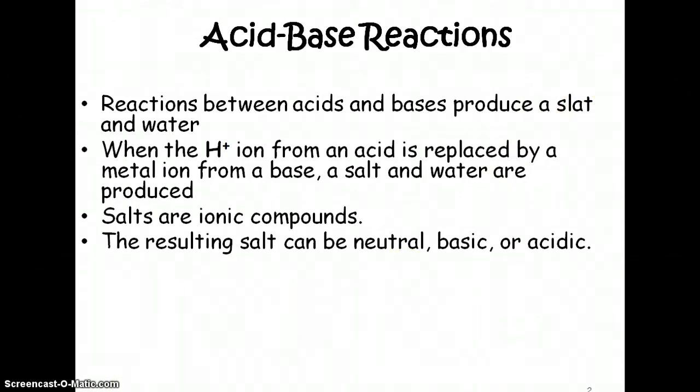So basically you're going to get the H plus ion from the acid and the OH ion from the base. Those are going to make H and OH, which is H2O. And then the other things that are on the acid and the base, besides the H and the OH, are going to form together and they're going to make a salt.